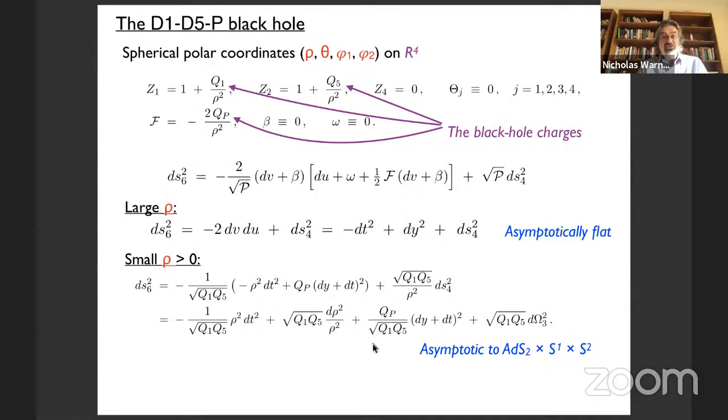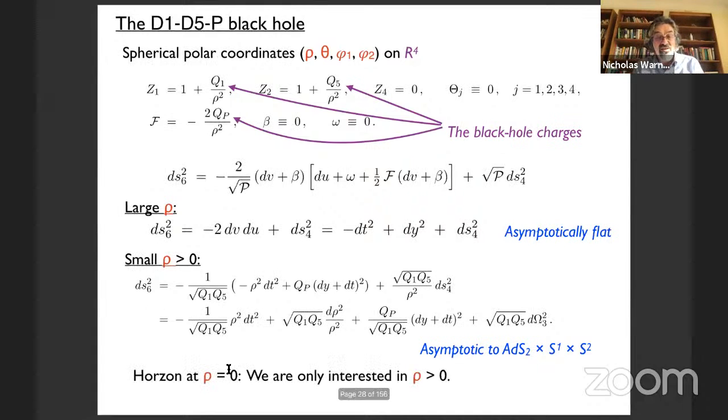So basically sort of standard game, and as I say, standard game, there is also a radius of the sphere set by the charges of Q1 and Q5, and Q_P sets the radius of the circle. And then you have an AdS2 near horizon limit for this object.